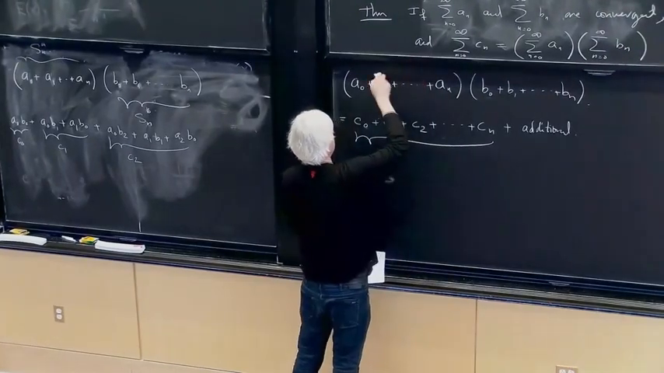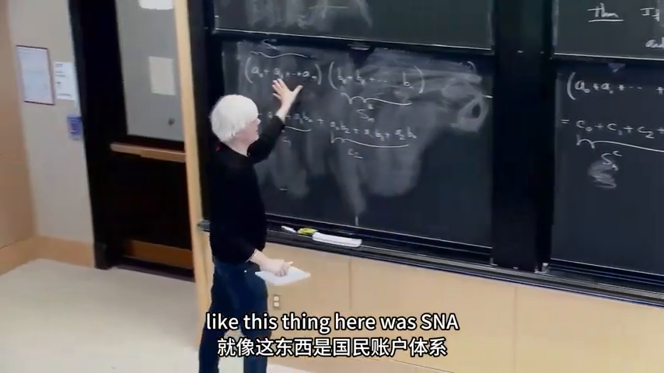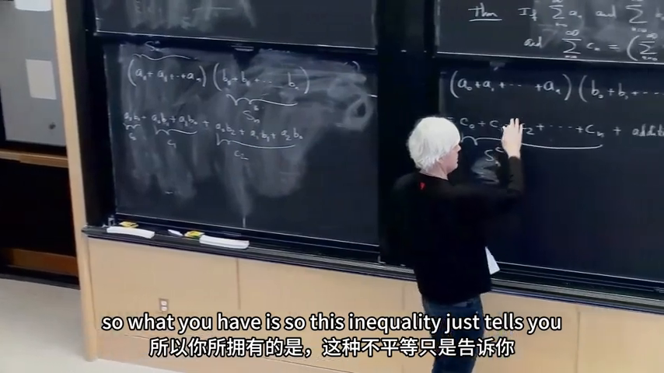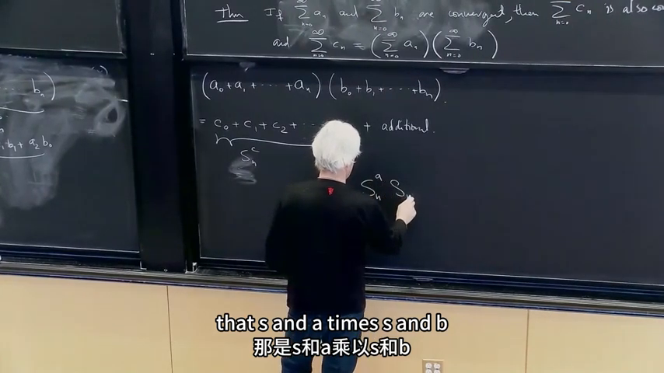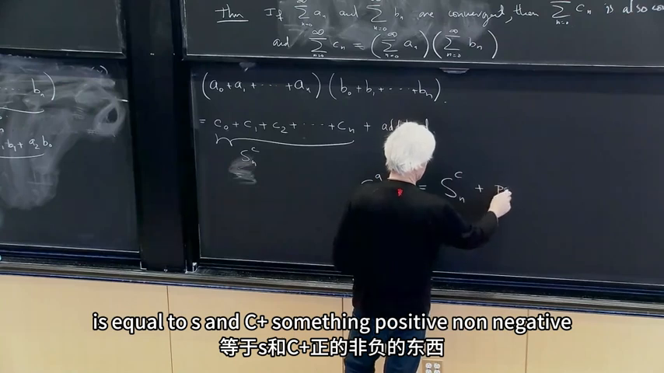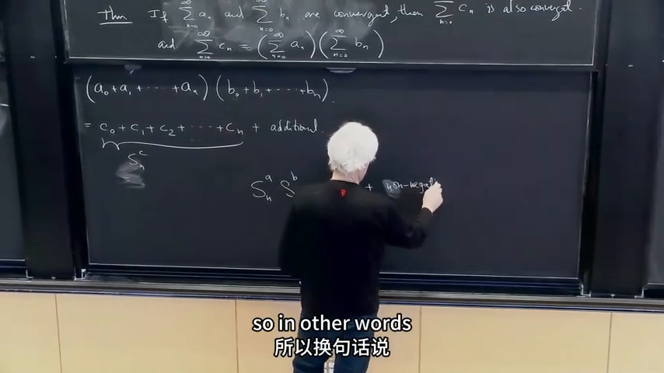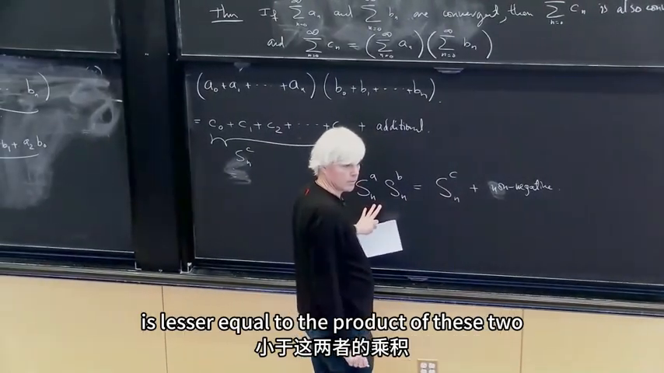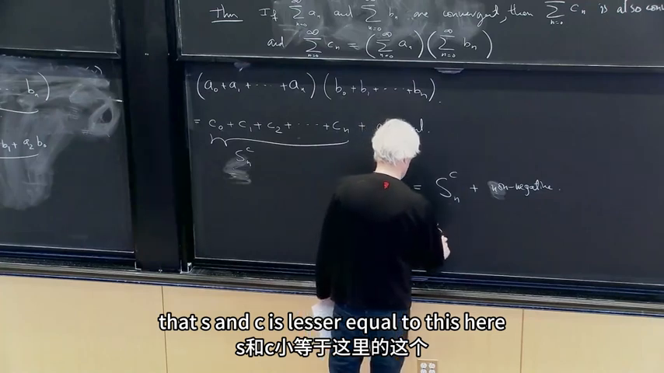This here was SNA, and this here was SNB. So this inequality just tells you that SNA times SNB is equal to SNC plus something non-negative. So in other words, SNC is less or equal to the product of these two.